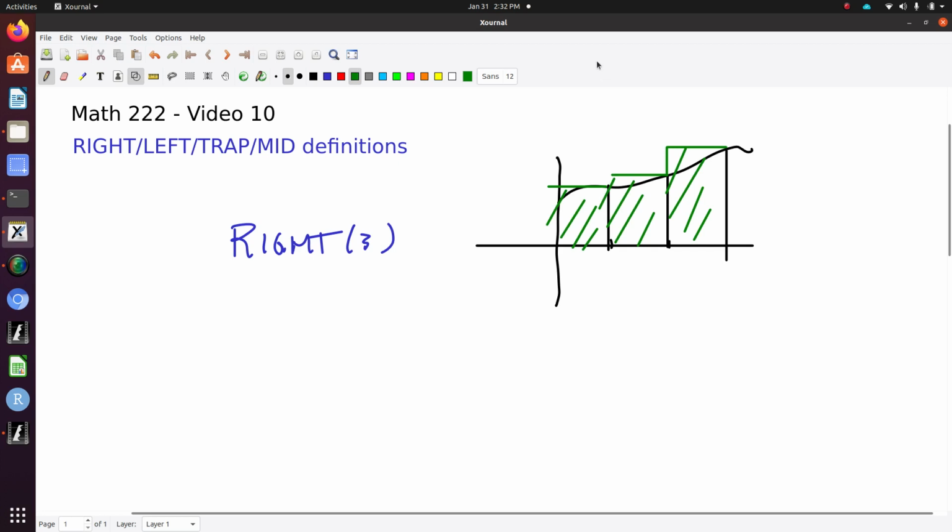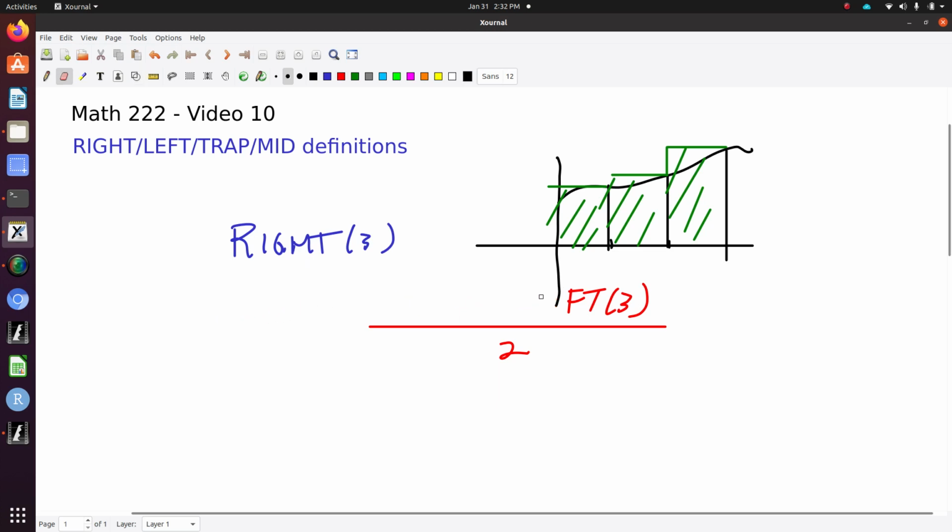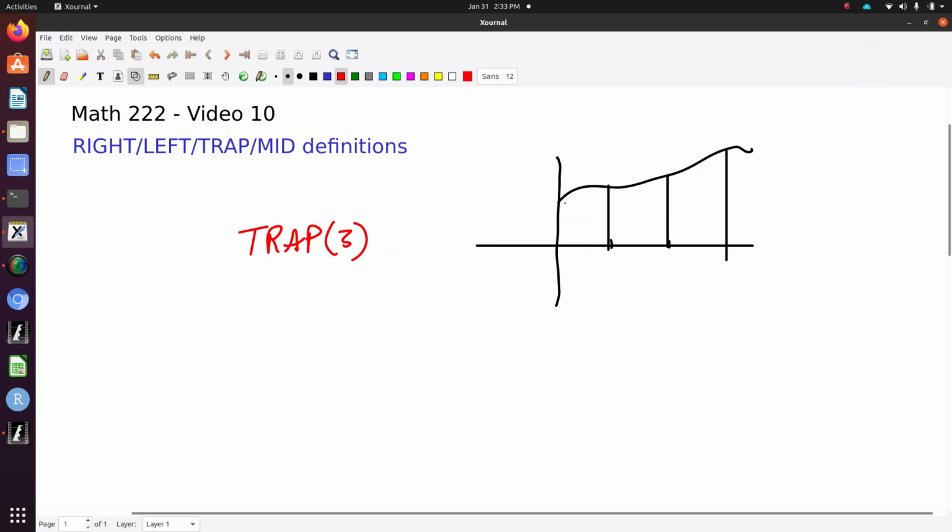Okay, now what we do for trap, there's 2 ways to think of this. It's just really the average of right and left. So if you've already calculated right 3 and left 3, you can just add them together and divide by 2. Okay, but you can also just generate them geometrically as well, and that's a little more intuitive. Okay, so a trapezoid is going to connect these points, so you're just following the curve as well as you can, and then you're going to, of course, find the area under that structure that you just created.